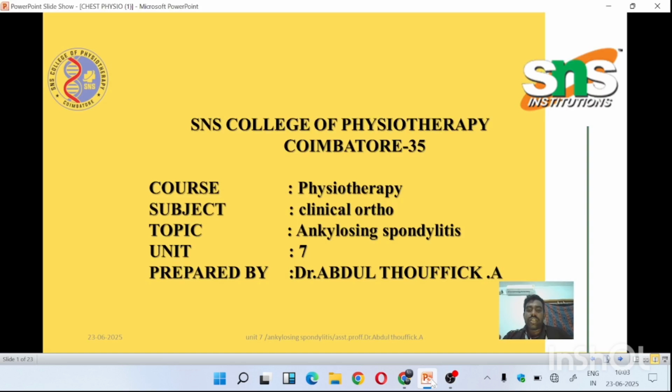Today we will discuss a crucial condition under the musculoskeletal and rheumatological disorders, ankylosing spondylitis, focusing especially on its clinical features and the role of physiotherapy. Let's start.